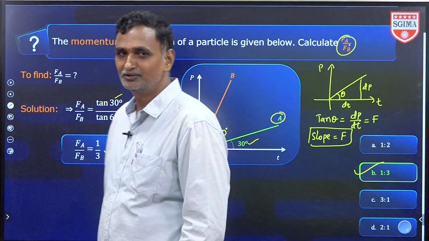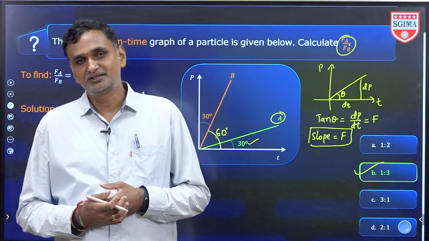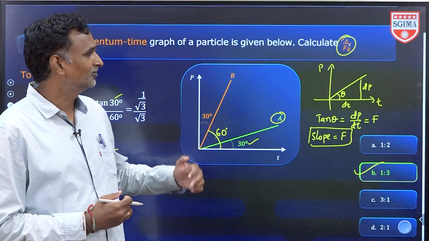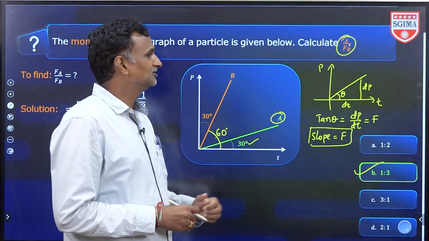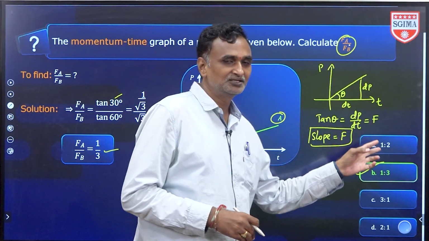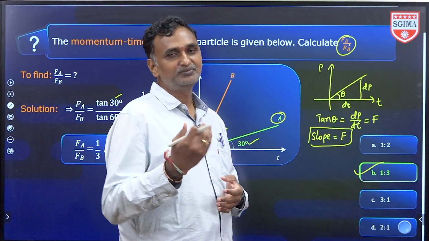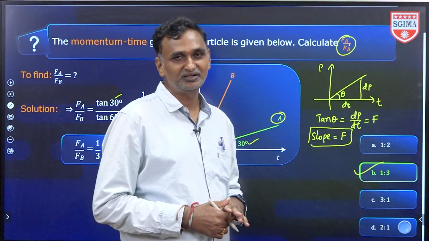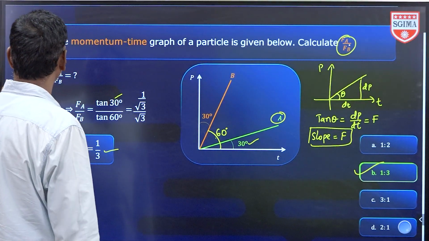This is the way we find the answer when they give graph-based questions: we depend on slope or area, depending on how it is related to the asked quantity. Here the asked quantity is force. Force depends on momentum and time, and dp by dt equals force, so definitely the slope of the momentum-time graph explains force. Let us move on to the next.